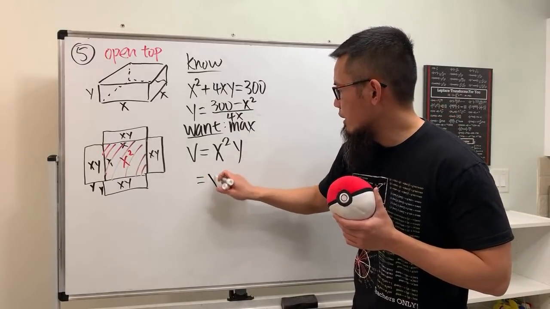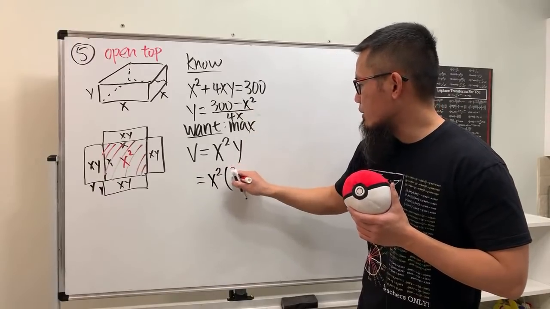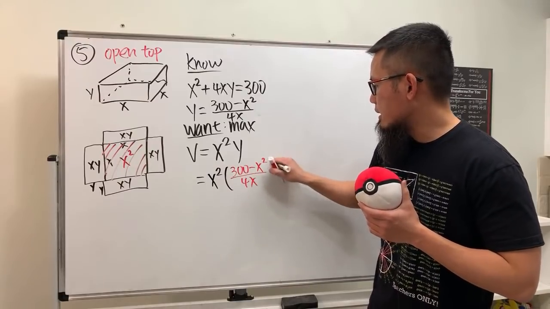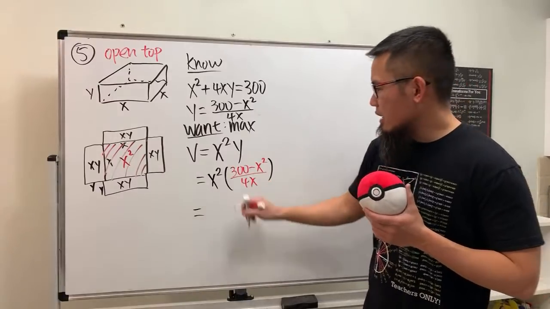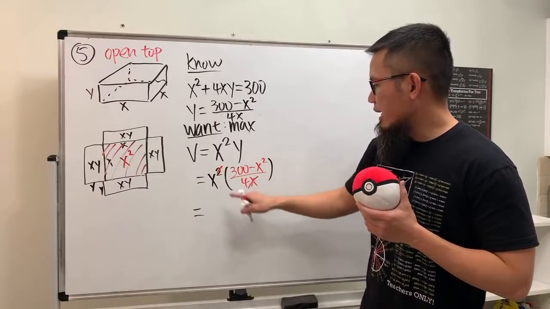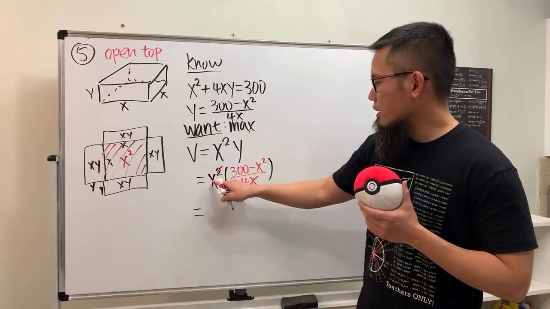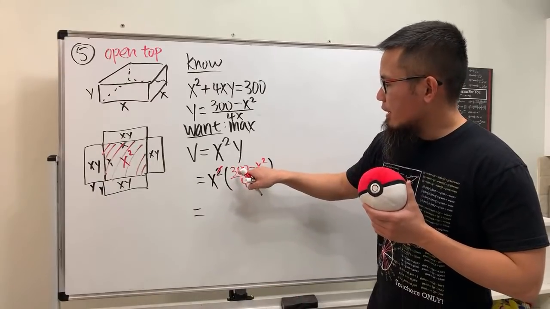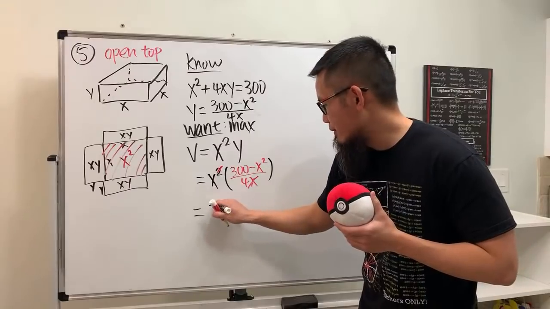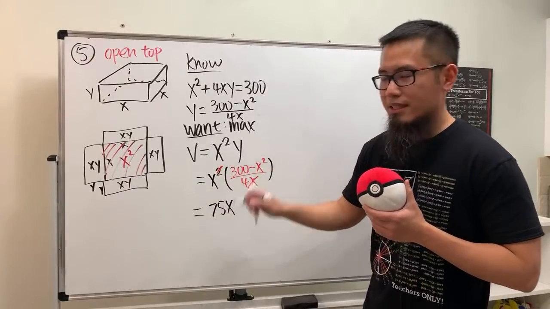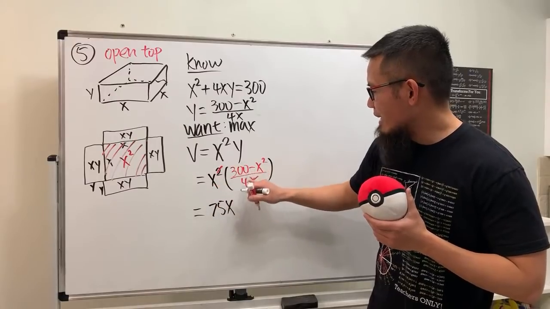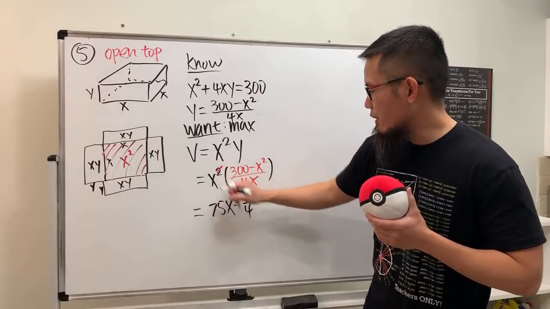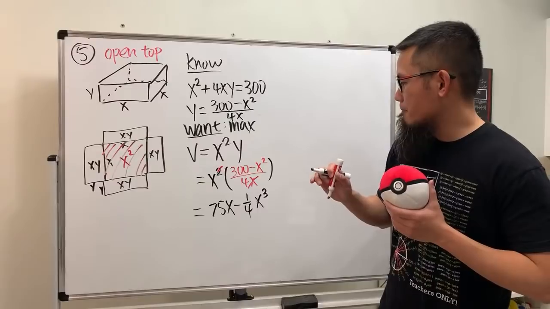So we know the volume is equal to x squared, and the y is that, which is 300 minus x squared over 4x. And we can simplify this a little bit. You can see that we can cancel out one of this, and that's just going to be x. So we get x times that, which is, let's do it this way: 300 over 4 is 75 times x, yeah? And then this is minus 1 over 4, so we have minus 1 over 4. And this is x squared times x to the first, so we have x to the third power. Yeah, just like that, right?